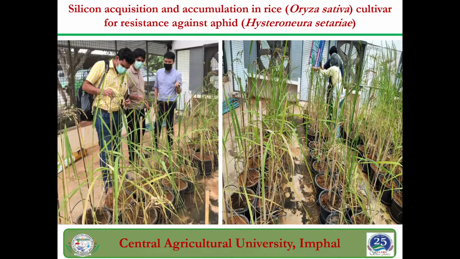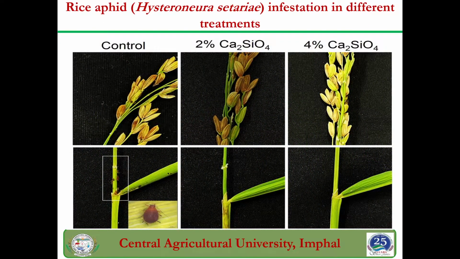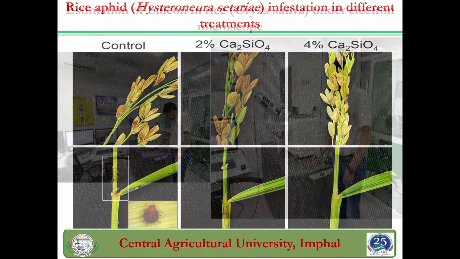So this is also important. After that, we take this data, and you see directly that the control has the highest incidence of this aphid, followed by the 2% or 4%. But we found that 2% and 4% are not significant, no difference. So finally we recommend 2% is better for inducing resistance in the rice plant against aphid or also other biotic factors.